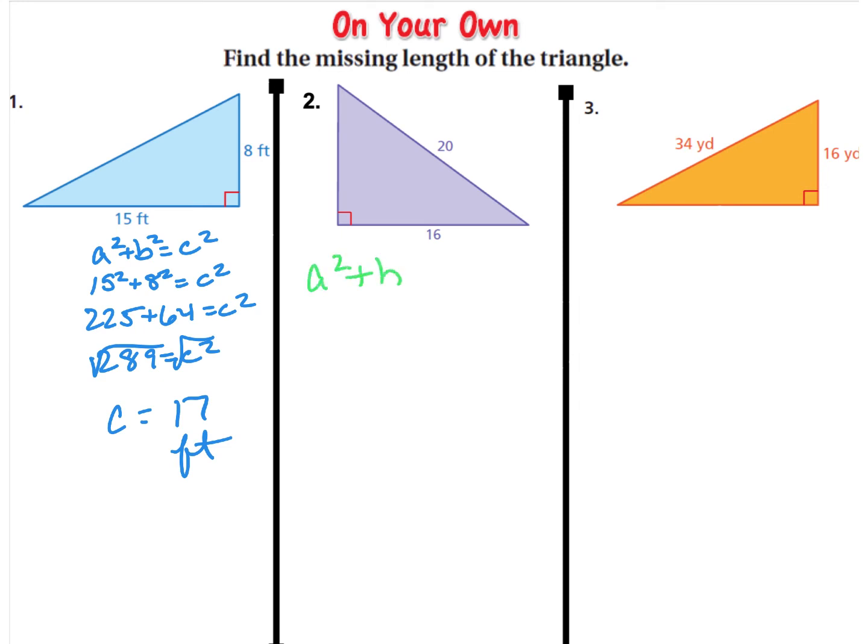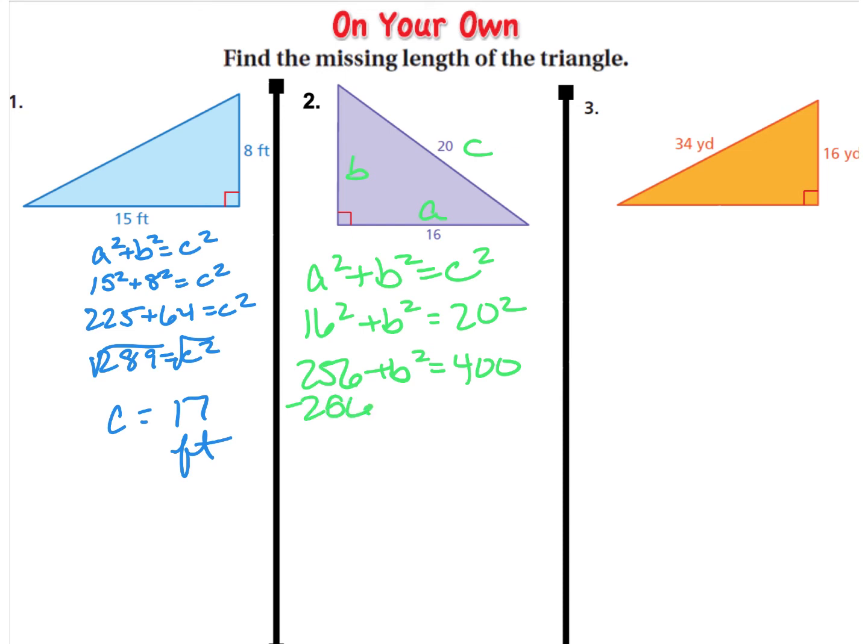I'll do this one in green. A squared plus B squared equals C squared. I've got A, I've got B, and I know C. So A is 16 squared plus B squared equals 20 squared. 16 squared is 256. 20 squared is 400. I'm going to subtract 256 from both sides. So B squared equals 144. I happen to know that one. That's a perfect square.